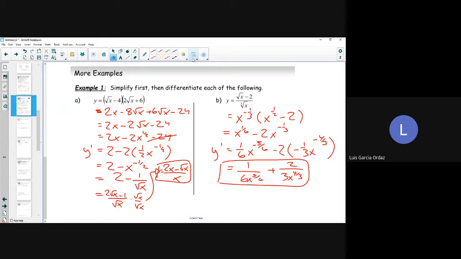So as you can see, finding the derivative is easy because I can ask you a question. Given the function y is equal to root x minus 4, 2 root x plus 6, what is the slope of the tangent at the points negative 2 and 3? Then you would just take the derivative, and at the end you sub in negative 2, and it would give you the slope of that tangent.